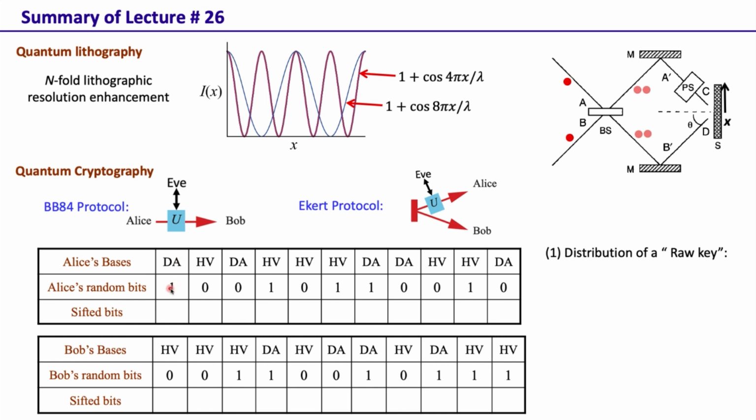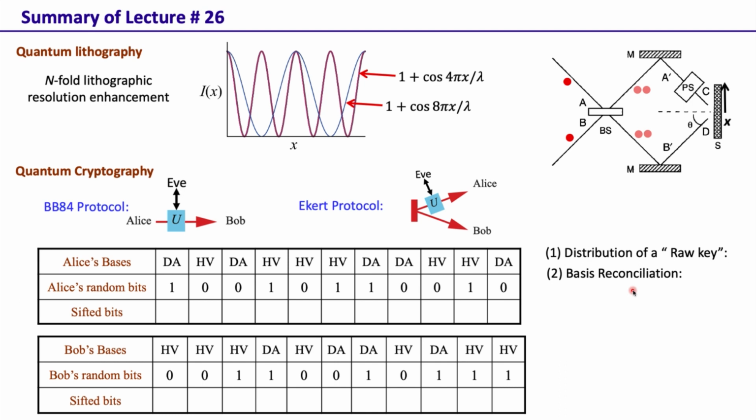And for each basis, these were the bits that Alice decided to send. For example, in this one, the one means that Alice decided to send an anti-diagonal photon. In this one, Alice decided to send a horizontally polarized photon, and so on. And these were the measurement bases that Bob chose, again randomly and not knowing Alice's choice of basis, and these were the bits that Bob then observed. So this was the distribution of raw key step.